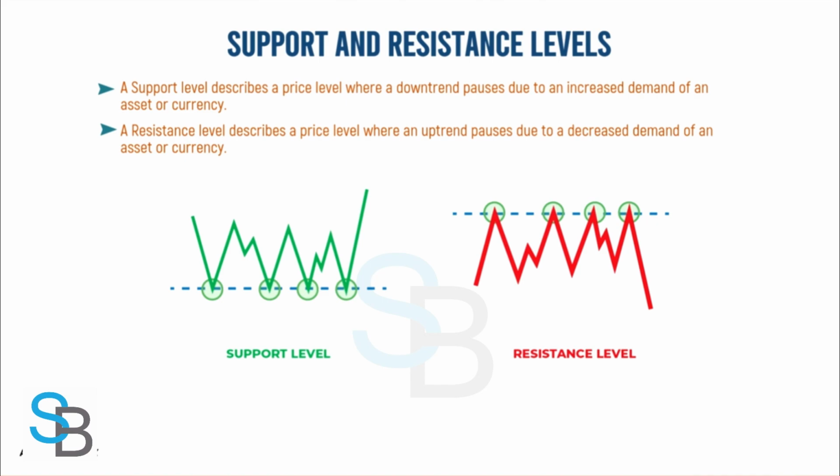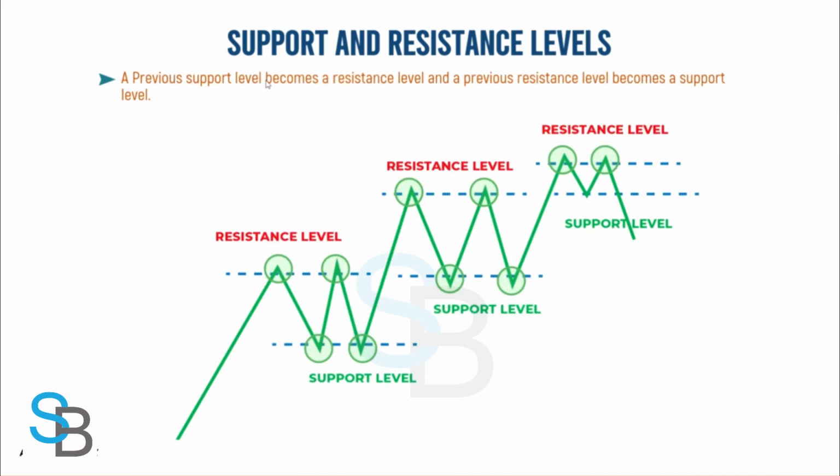A previous support level becomes a resistance level, and the previous resistance level becomes a support level. This is a normal phenomenon in the market. Whenever we have a resistance level and a support level, there is a high possibility that the market will react whenever they come to that same level.